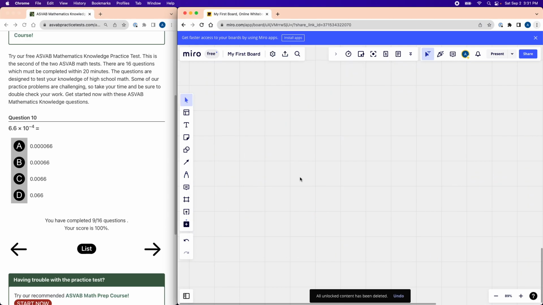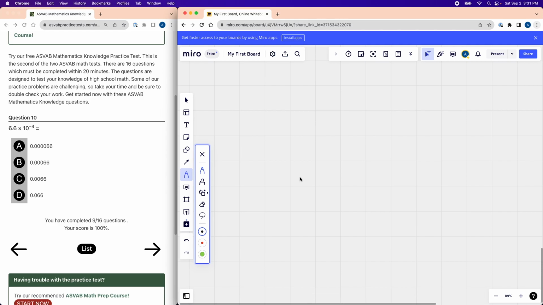Okay, using some negative exponents. Pretty simple, actually. They want us to do 6.6 times 10 to the negative 4th. So again, press pause, see if you can figure this one out on your own really quick. All right, hopefully you attempted that.